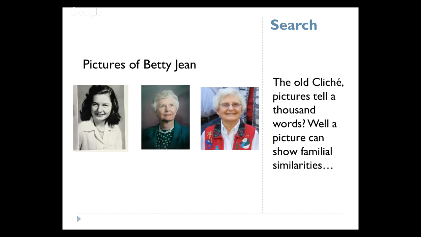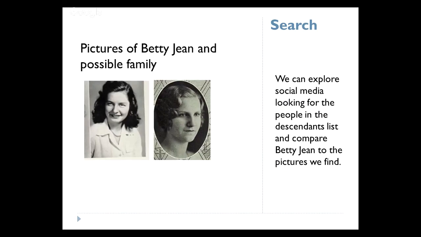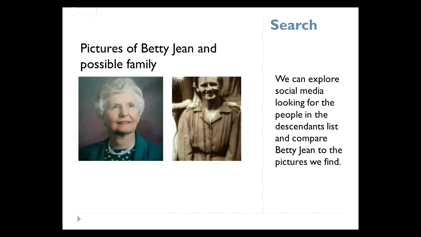So the old cliche, one of the things that we did when we had these names, is we started looking for familiar similarities to people that we found on Facebook, and in family trees that we found online. So this is a Facebook post picture. This is Betty Jean on the left, and on the right is a woman who is connected to one of these family lines.